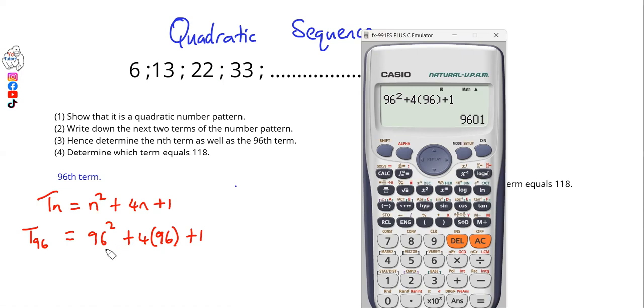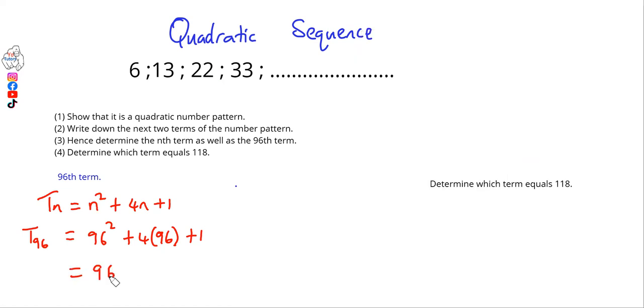Am I correct here? 9,601. So it's going to be 9,601. That's our answer there. Determine which term equals 118.